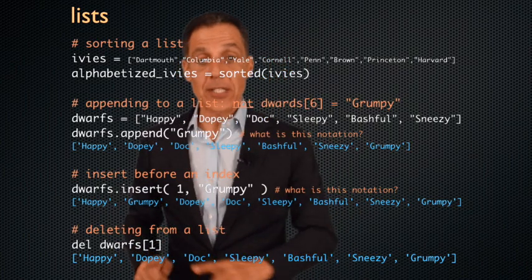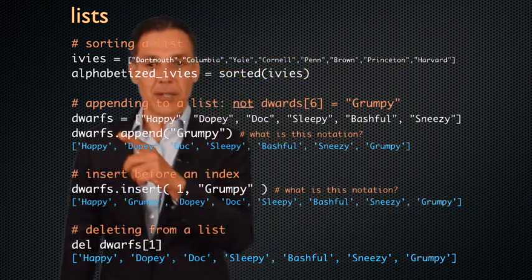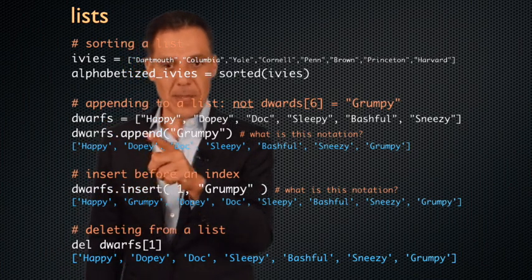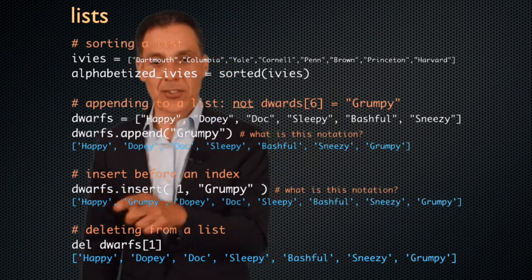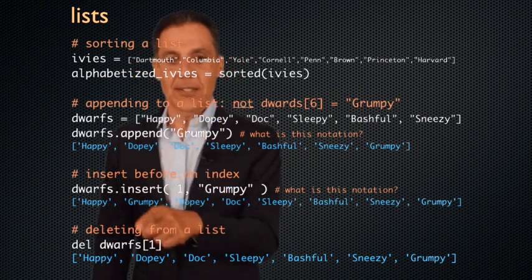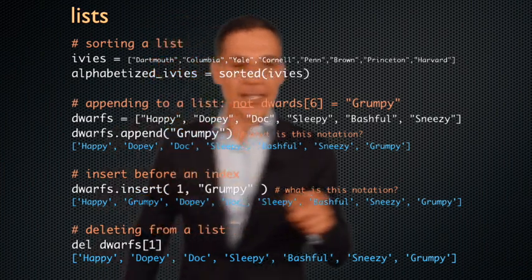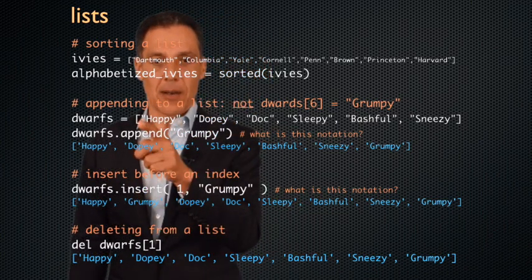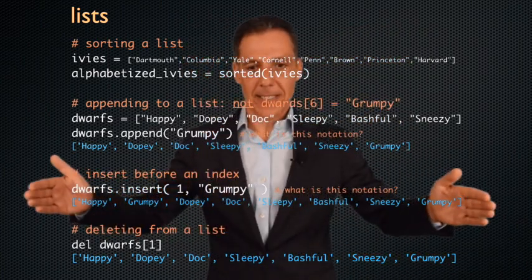Now, I can also insert anywhere in the list, not just replace. Similar type of syntax. Dwarves, that's the name of the list. Dot insert instead of append. 1, that is the position I want it in. Remember, you start counting at 0. Grumpy. And so I can add a new element, not just at the end here, but into any position using the insert function. So append is just put it at the very end. Insert allows me to add it anywhere.